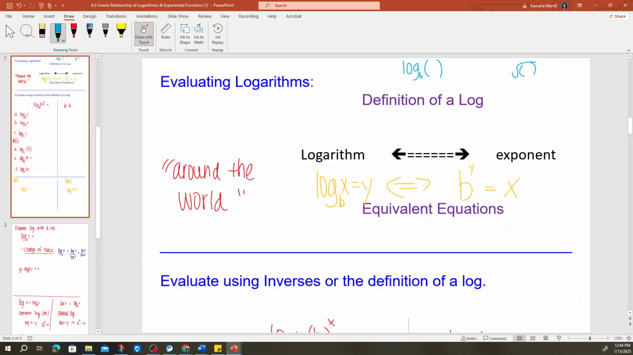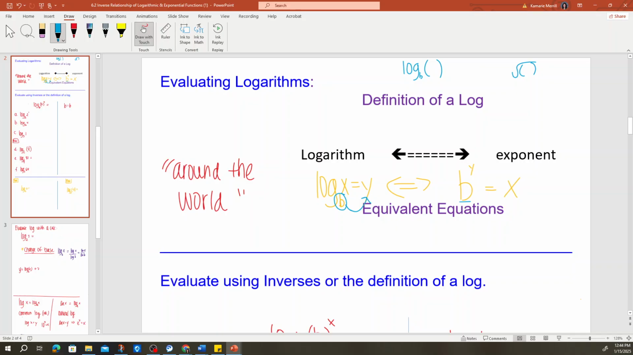It's a function, okay? So with that being said, logs have a base, and if you want to convert it to an exponent, the base of the log will match the base of the exponent. And I do this a little around the world conversion thing, okay? Whatever the base of my log is, I get to raise it to whatever is all by itself.